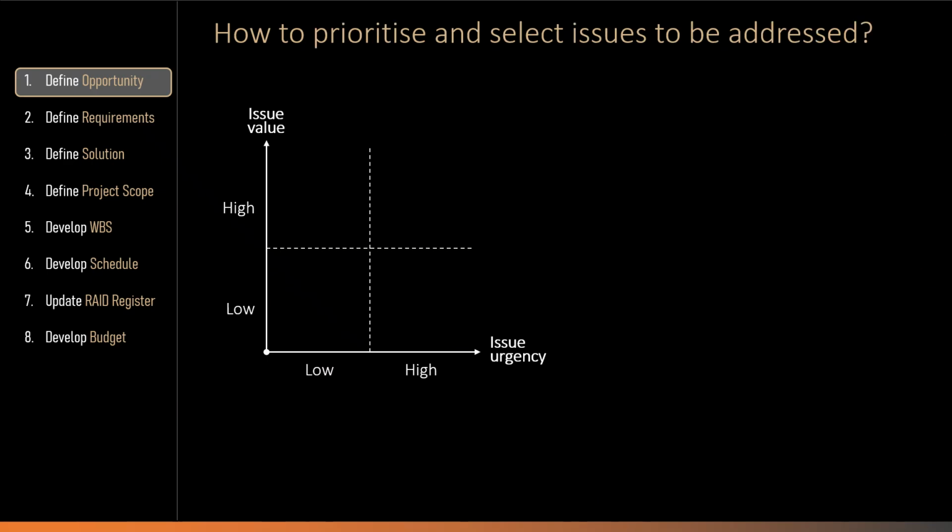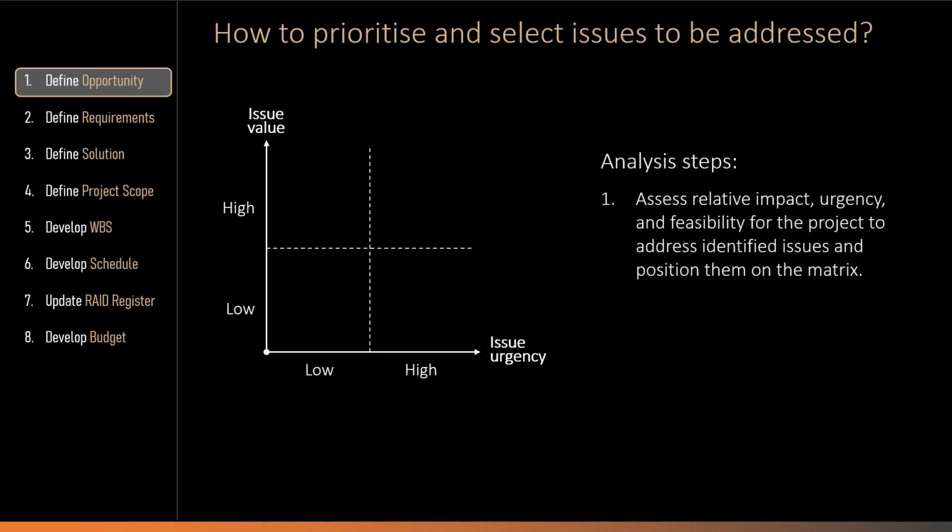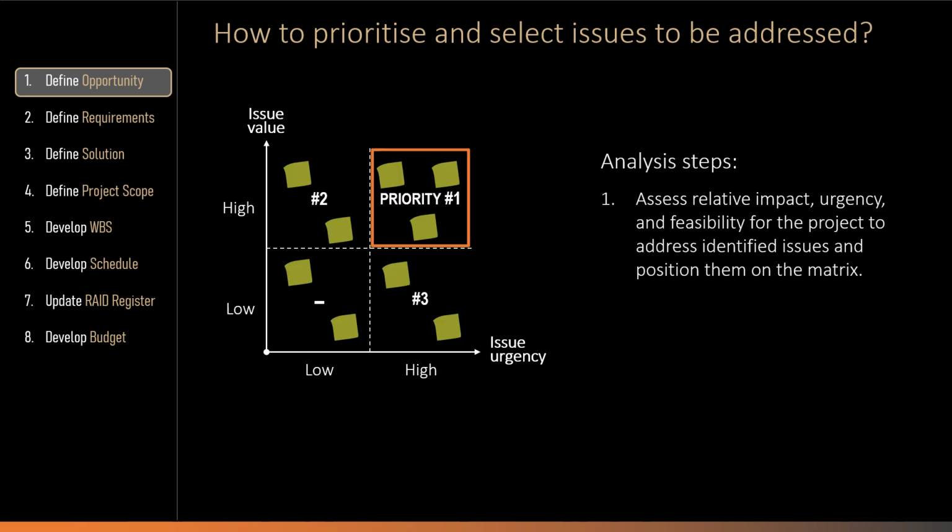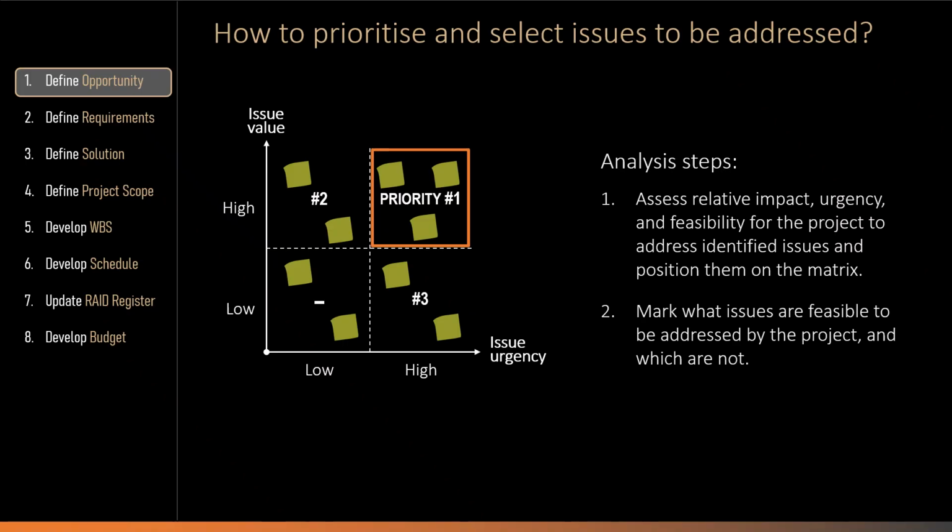The matrix shown on this slide is used to map all early identified client issues across two dimensions, value and urgency. The analysis is done in three steps. First, assess the relative value and urgency of each identified issue and position it on the matrix. This helps to distinguish between issues that are highly valuable and urgent and those that may be less critical or less sensitive.